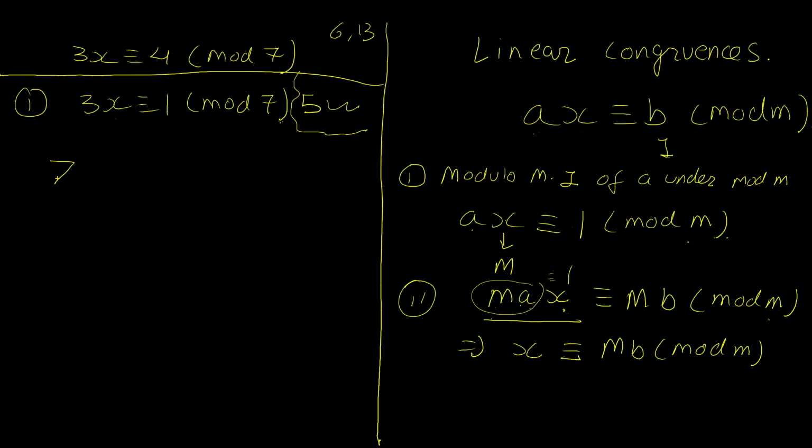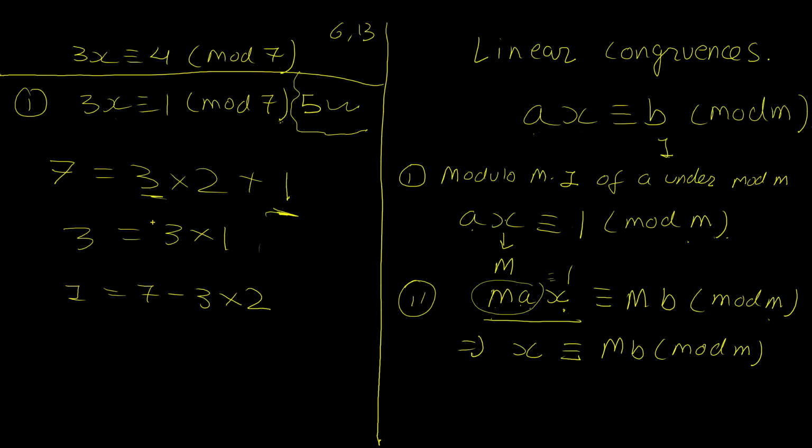So as you know, I begin with 7 equals 3 times 2 plus 1. And then I take 3 and 1. 3 equals 3 times 1. And this step got me no remainder and therefore the GCD is 1. But I am not interested in the GCD. I am interested in expressing this GCD as a linear combination of 7 and 3. So I can do that by writing 1 equals 7 minus 3 times 2. So just transposing this to the other side. And see here I have expressed my GCD 1 as the linear combination of 7 and 3.